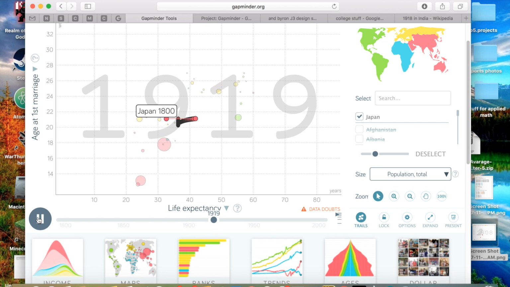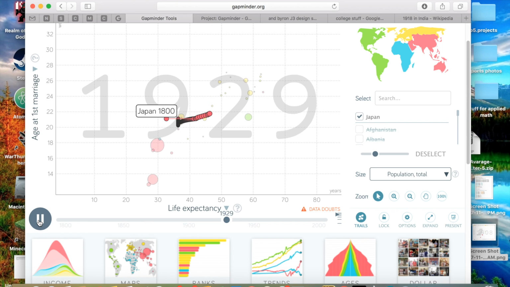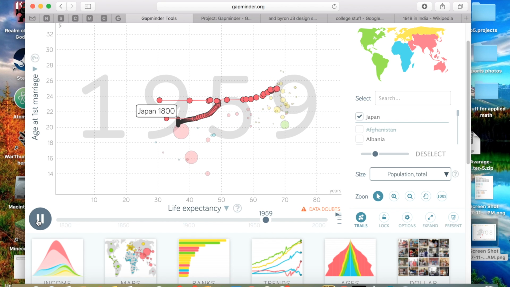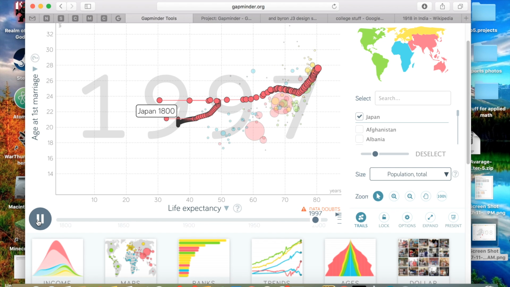Then we're going to hit a spike right there. That is Japan in 1918, which was the end of World War I. Then it continues to grow for a while. This huge drop right here is the course of World War II, where it hits its all-time lows in 1945. Then it starts to rebuild itself and go all the way back up. You see a short decrease in age of marriage, and then it just jumps up as their life expectancy does.